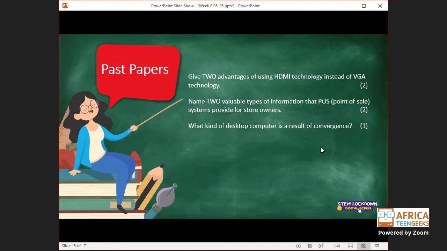Okay, so the last one there, what kind of desktop computer is a result of convergence? Now that's an all-in-one computer, and the term convergence means you can do multiple things at once. The best example, if I ever ask you to give an example of convergence, you need to say a smartphone. Don't say cell phone, because you get those old 3310s that don't do anything. There are still some of those black and white phones in the market. But if speaking about convergence, always say smartphone.